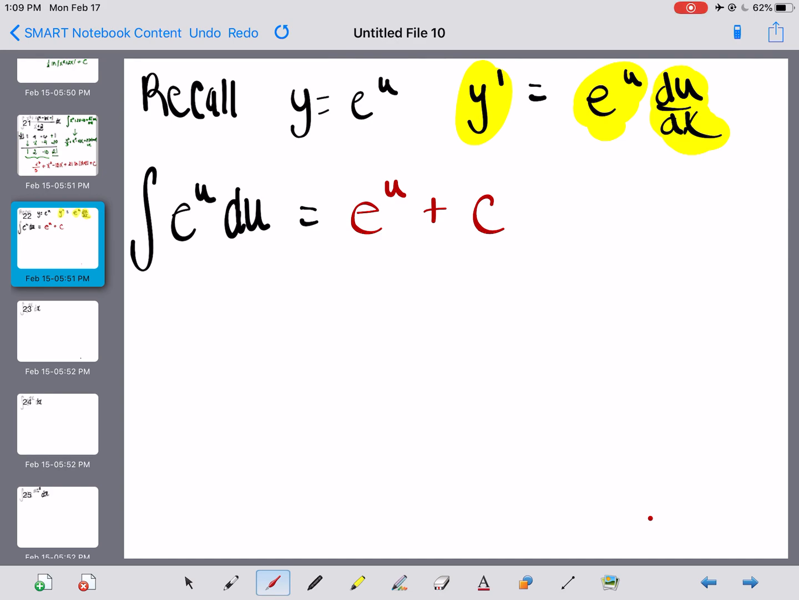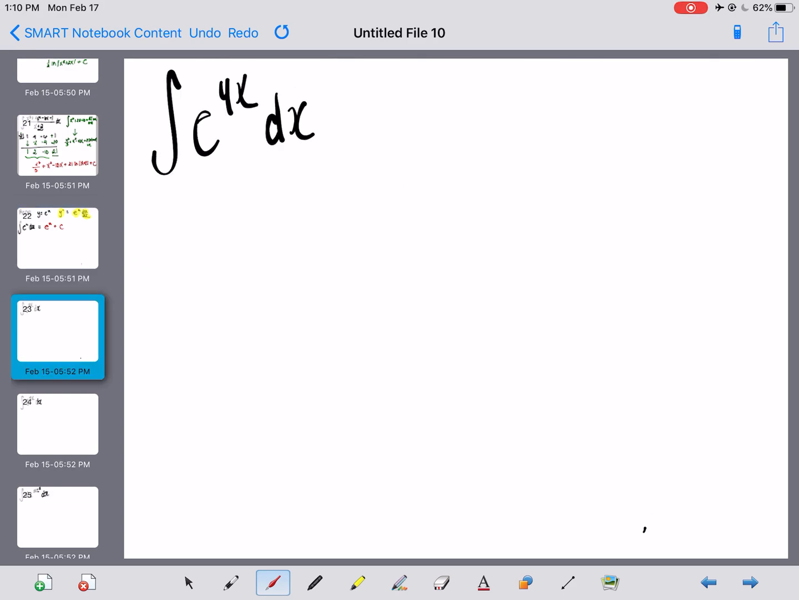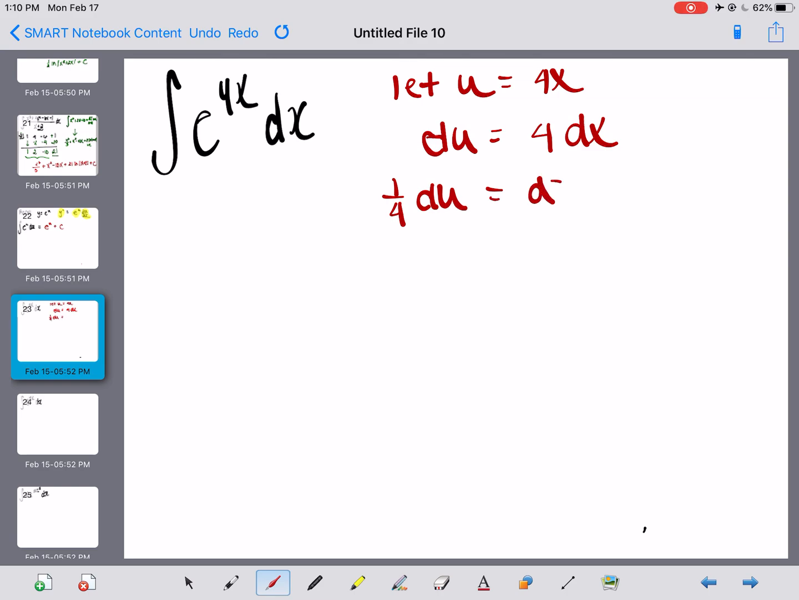Only difference in the next problem we're going to do, you're going to have more going on in your exponent and you will need u substitution. Here's an example. You are going to have to let u equal the exponent for x. Then du will give you 4 dx. Since there's no 4 in your original integral, we will take 1/4 du equals dx. Again, you may skip this if you see it automatically.